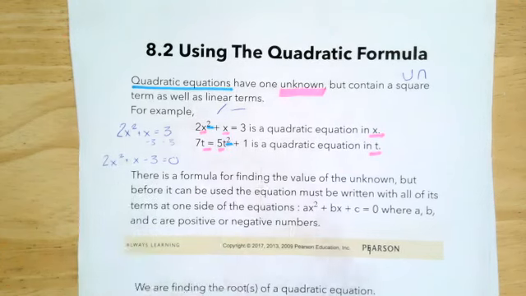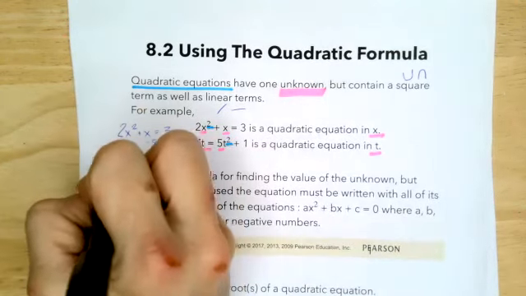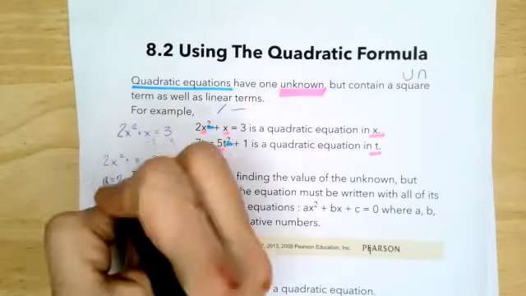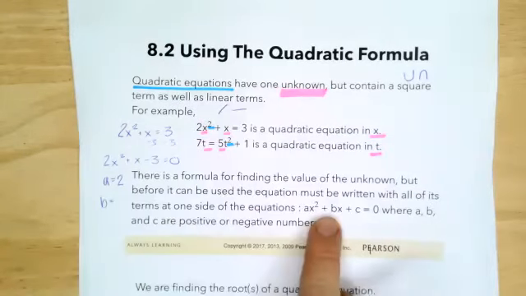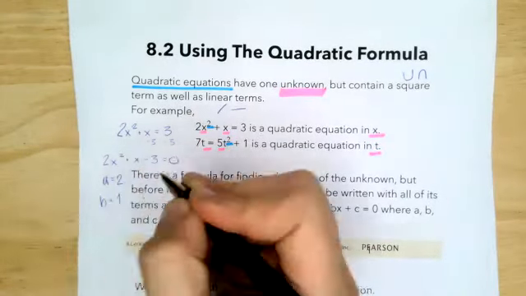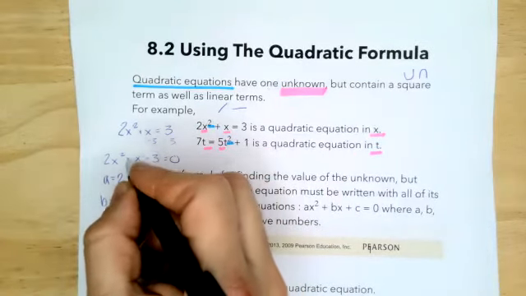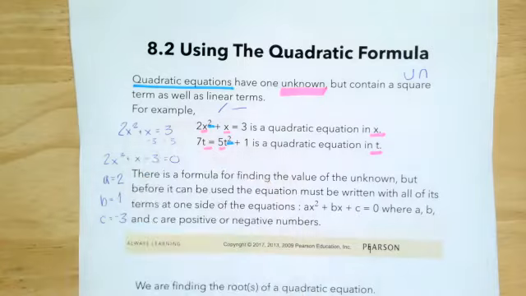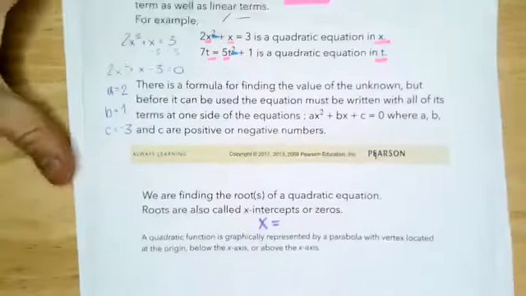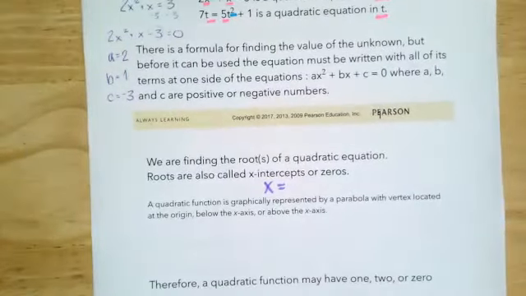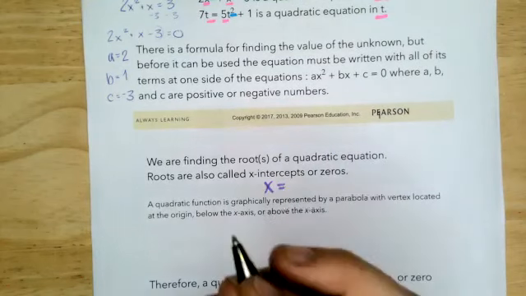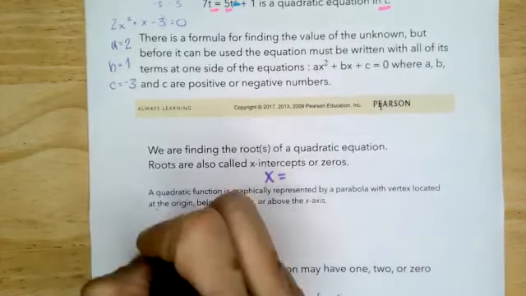So in this case, a is 2, b is, there's nothing in front of the x, right? But there is one x. And the c is -3. Make sure you take the sign in front of it. So that's a +1, +2, -3. Again, we are finding the roots of the quadratic equation. So they're also called the x-intercepts or the zeros.